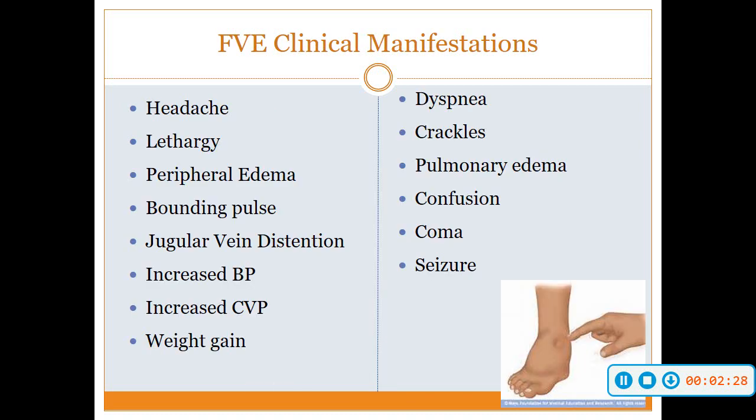So, clinical manifestations. Headache. I have all this volume. That volume's going to go here. You have a bowling ball that wraps around your brain. And so when you have lots of volume in your vessels, that's going to cause pain. It's going to give you a headache. Lethargy. Peripheral edema. Bounding pulses, because now you have all this extra fluid in your vascular space. Jugular vein distension, because of all that extra fluid in your vascular space. Increased blood pressure, all the extra fluid. It's like a theme. Increased central venous pressure.